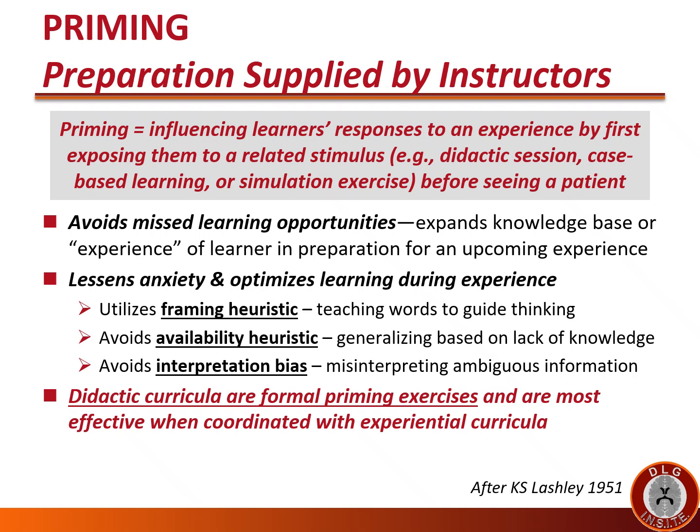It avoids the interpretation bias, which is misinterpreting ambiguous information. If you don't know anything about a condition and you observe, you may misinterpret what you're observing. You need to be able to interpret what you're looking at properly. The experienced clinician looks at a patient, takes a history, does an exam, and interprets it correctly because they know what they're looking for and what the pattern is.